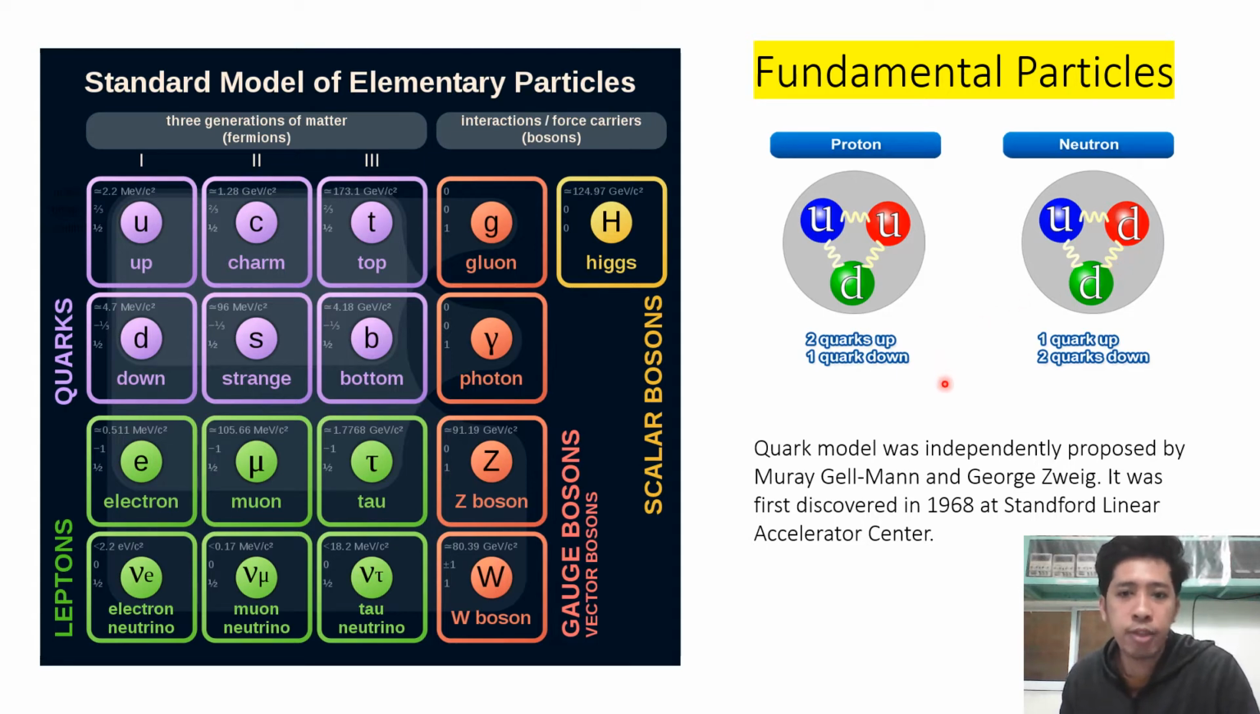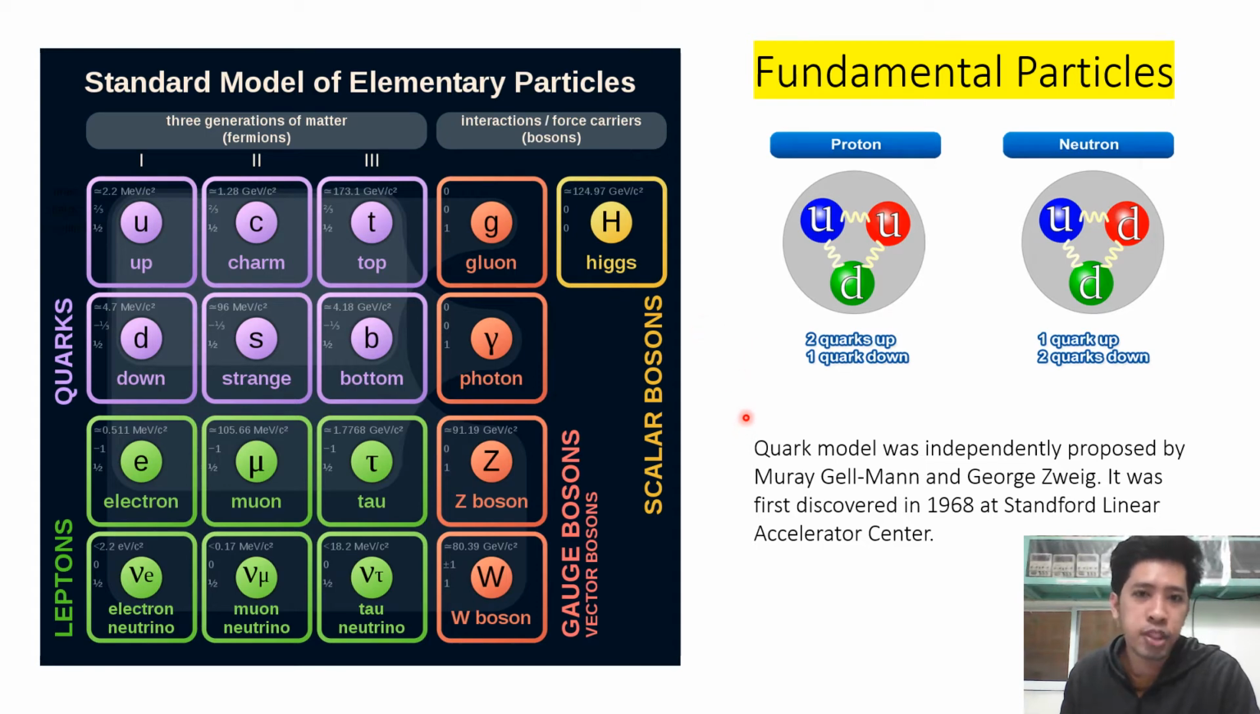On the other hand, your neutron is composed of 1 up quark and then 2 down quarks. The quark model was independently proposed by Murray Gell-Mann and George Zweig. It was first discovered in 1968 at the Stanford Linear Accelerator Center. And as of now, we still have so many of these particles that are yet to be discovered. But these are some of the subdivisions of these quarks.